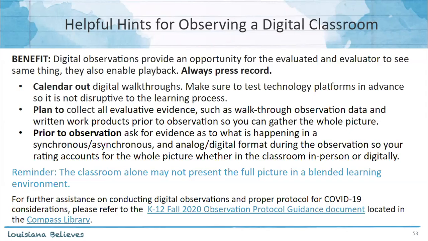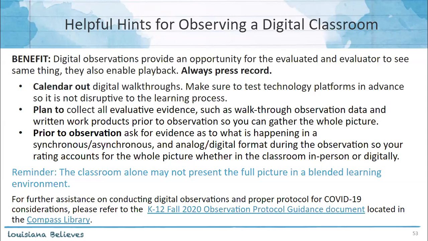If we had this information for the videos we just watched, we would be able to provide a more accurate rating. Here are some of the helpful hints for performing a virtual evaluation. One thing pointed out to us is that digital observations provide an opportunity for the evaluated and the evaluator to see the same thing. They also enable playback, so always press record. Calendar out digital walkthroughs. Make sure to test technology platforms in advance so it's not disruptive to the learning process.